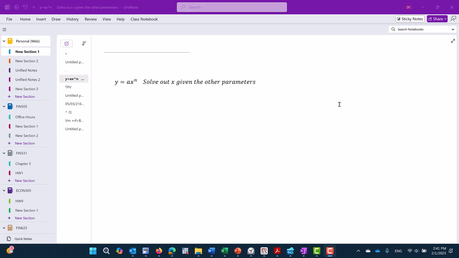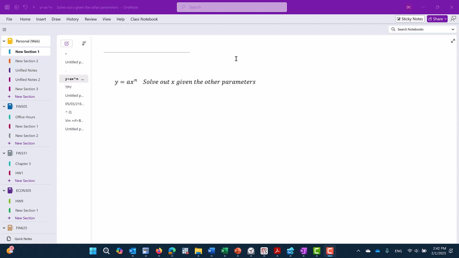I want to talk about how to solve for x in this power function, y equals a times x raised to the power of n. Remember here, n is actually the exponent in the power, not a multiplier.